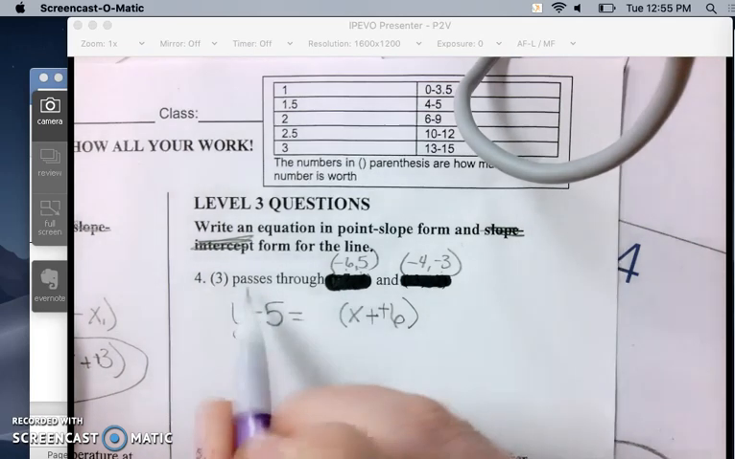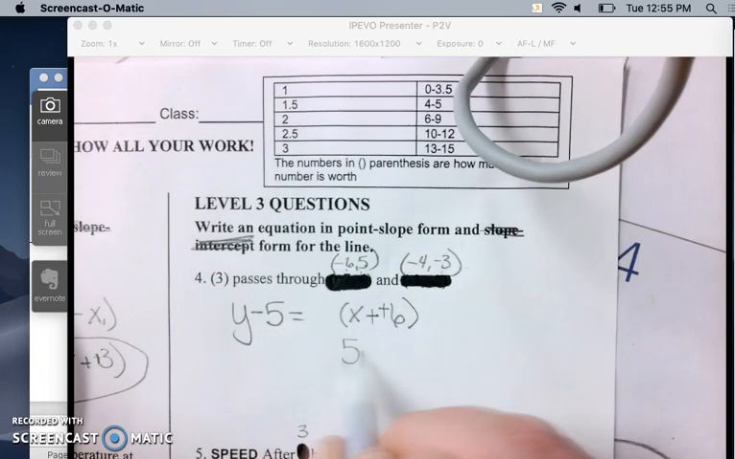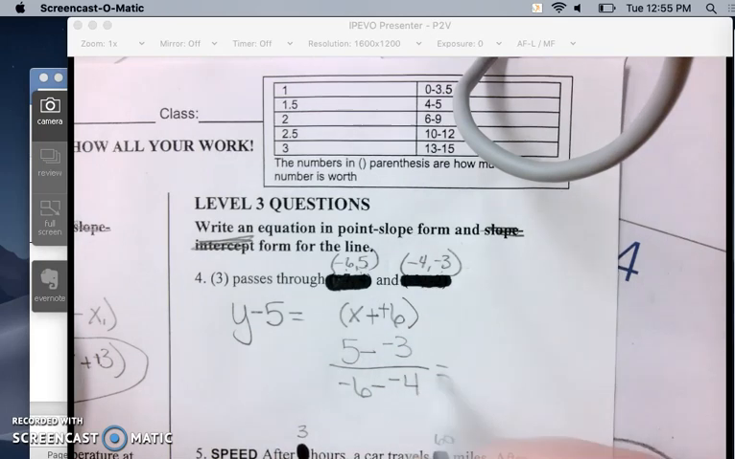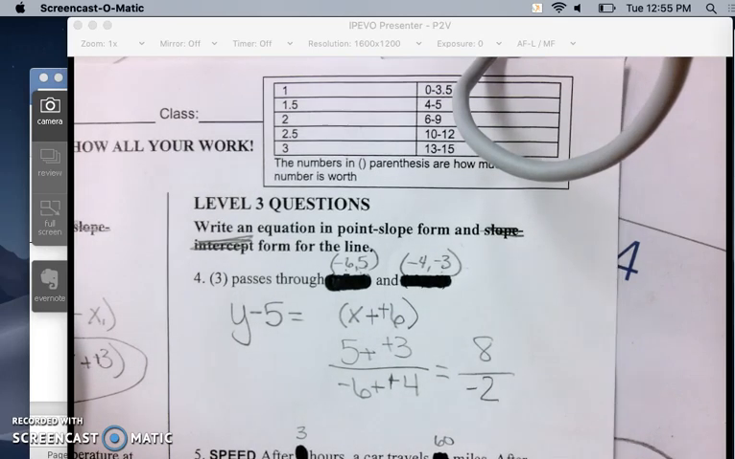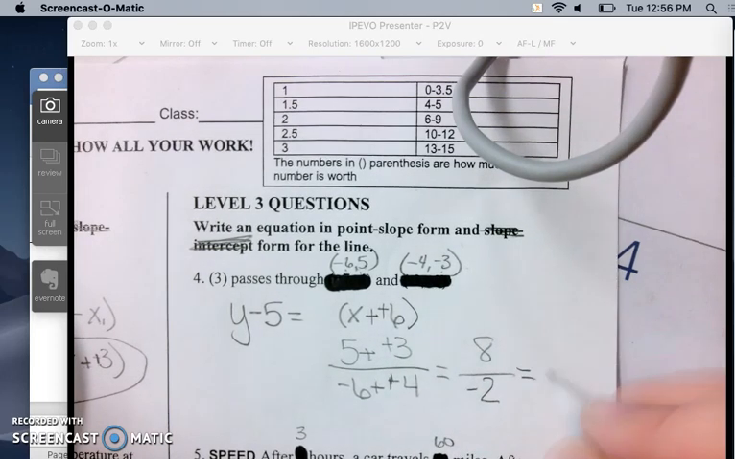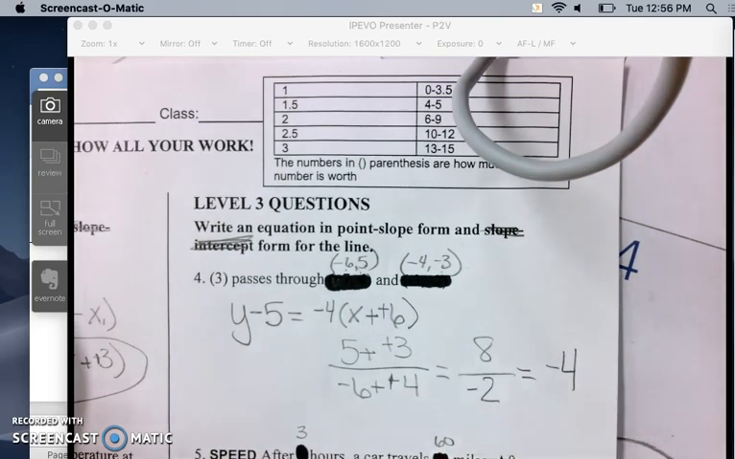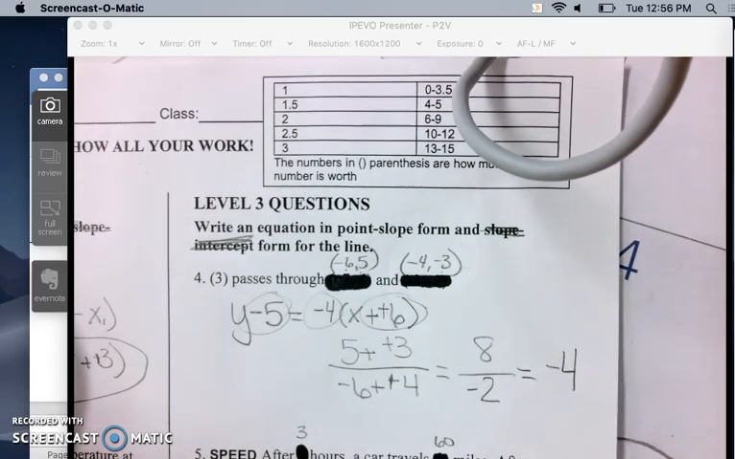Then to find the slope, you need to subtract the y's on top. So 5 minus a negative 3 on top and negative 6 minus a negative 4. Here I have minus a negative, so that becomes positive 8. Negative 6 minus a negative, again, would become negative 2. 8 divided by a negative 2 is a negative 4. That would go right here. Again, 1, 2, 3 points.